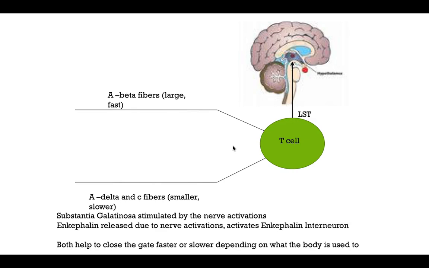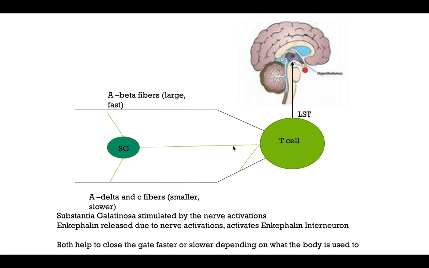So this is what this diagram is going to say. The substantia gelatinosa is stimulated by those nerve activations, as well as the enkephalin interneuron. And then enkephalin gets released, and both of those can either help close the gate faster or slower, depending on what the body is used to, what the history of the situation is, and so on. So now we're going to throw the SG in there. Again, we stimulate our A delta fibers, we sense pain. If we stimulate our A beta fibers, which also stimulates the SG, and we're stimulating those more so than the A deltas, so our body has more feedback from the A betas, then the gate closes even faster than it did on the last diagram, and the ouch goes away.